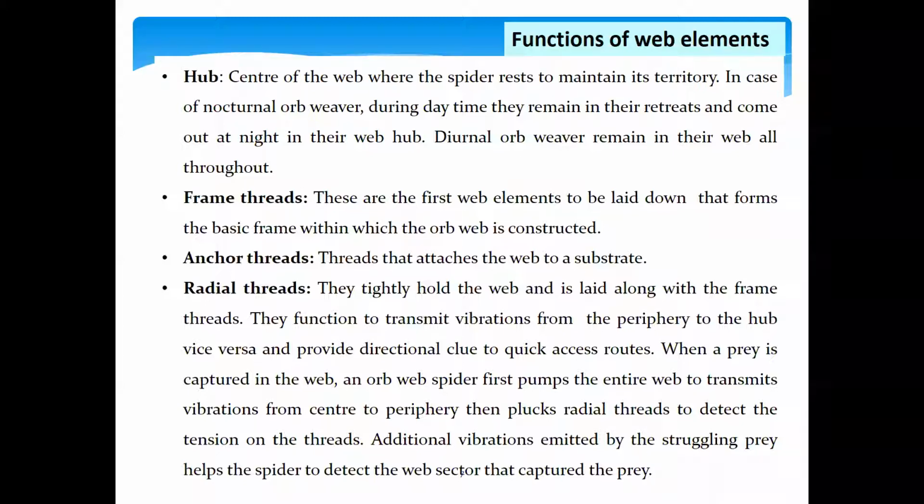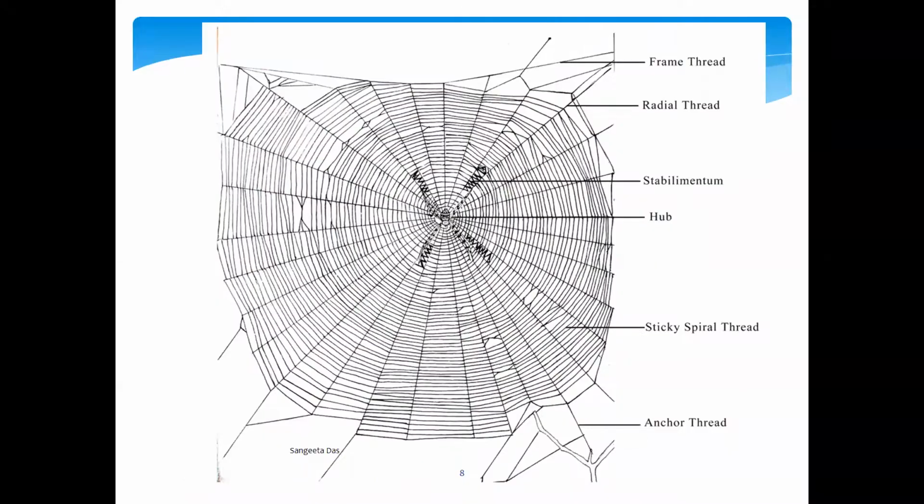The main function is to transmit the vibration from the periphery of the web to the center and vice versa. This provides a directional cue and also a quick access route for the spiders. So this is basically a large orb web. Now consider a prey got stuck into this web. Can you please press next? Yes. So a prey got stuck into this web.